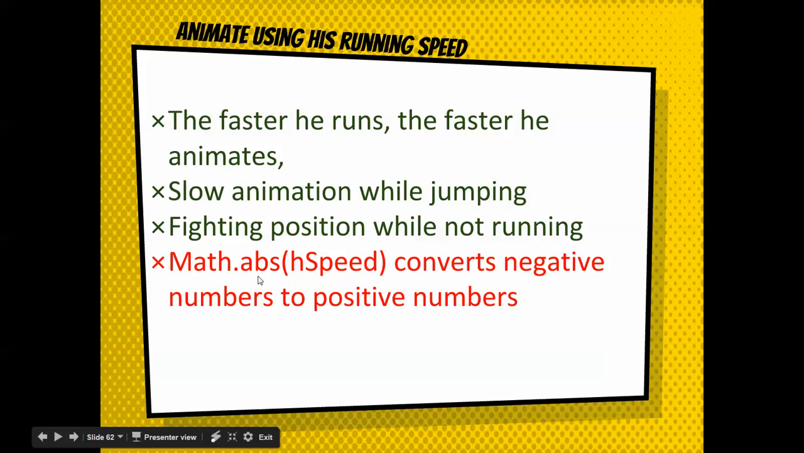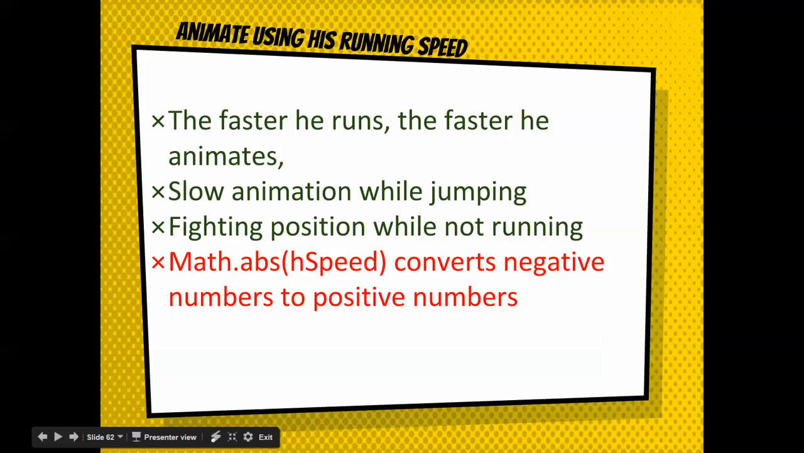So math.abs stands for absolute value. Whenever you use that, it's going to convert all numbers to positive numbers. So if it's a positive number, it stays a positive number. If it's a negative number, it turns into a positive number. It's basically saying how far are you from 0. So if you're 1, you're 1 from 0. If you're negative 1, you're 1 from 0. Okay? All right, let's take a look at the project.